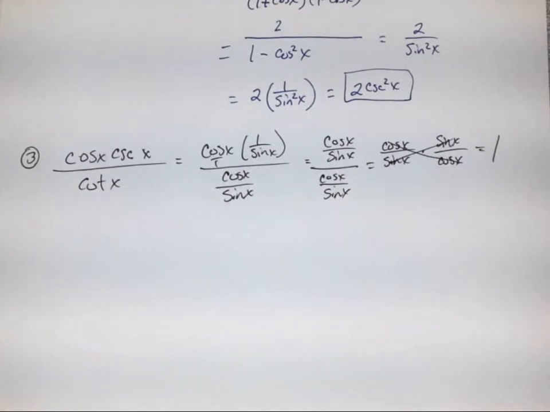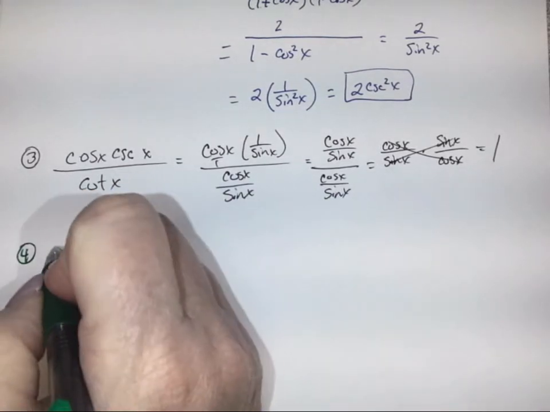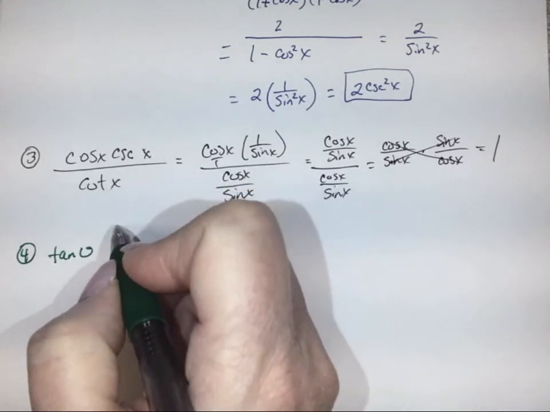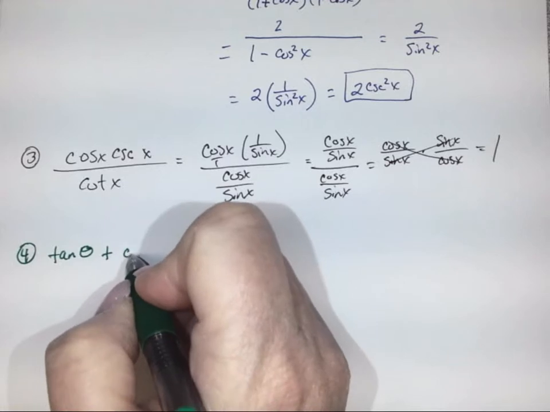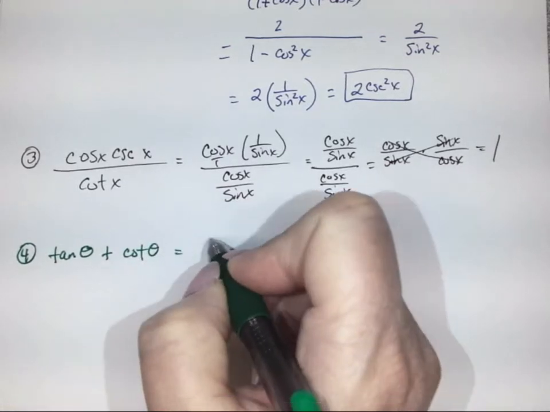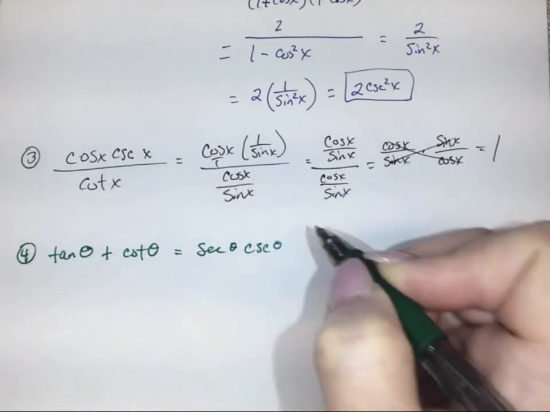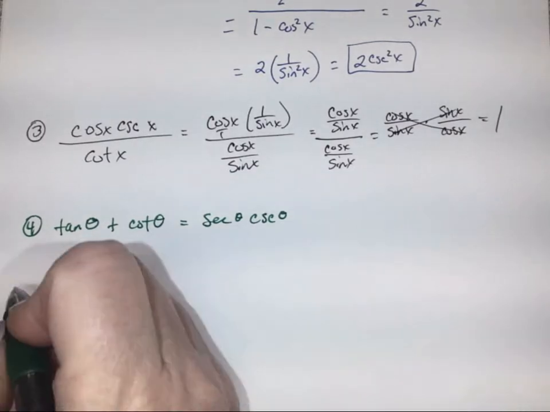All right, our next problem we are going to prove. So we're on number 4. This one we're going to prove because we have two sides of our equation. So we have tangent theta plus cotangent theta is equal to secant theta cosecant theta. So we have to look at which side is more complicated. We're going to do the left-hand side.